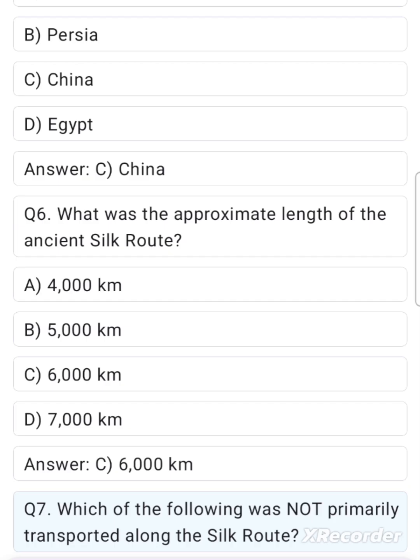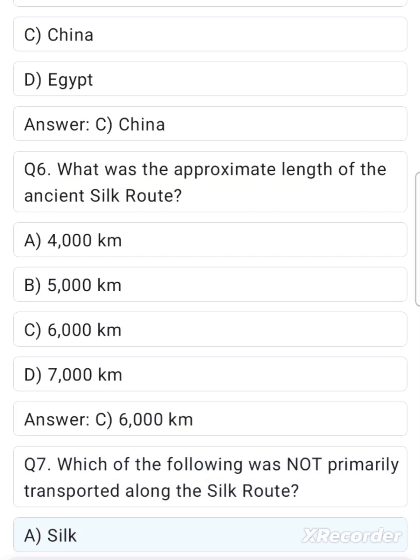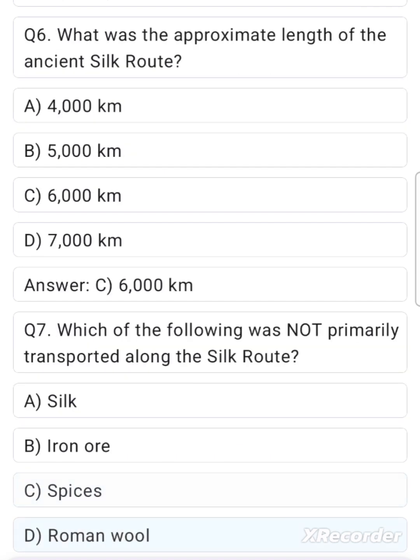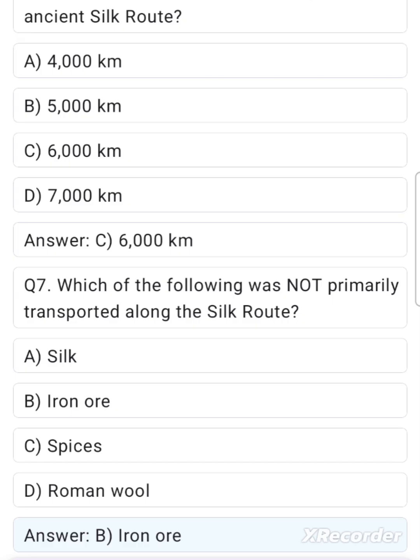Q7. Which of the following was not primarily transported along the Silk Route? A. Silk. B. Iron ore. C. Spices. D. Roman wool. Answer. B. Iron ore.